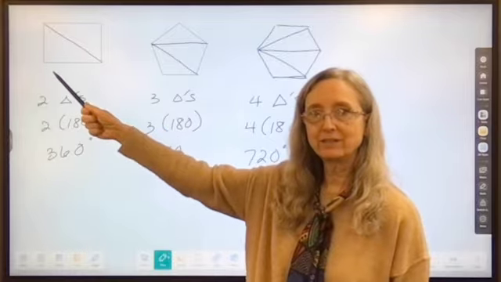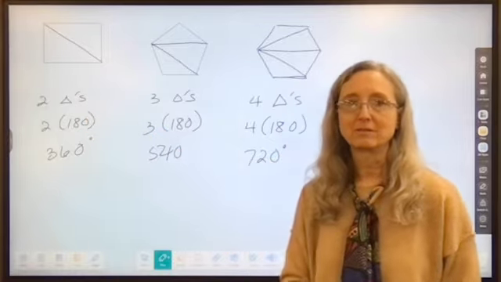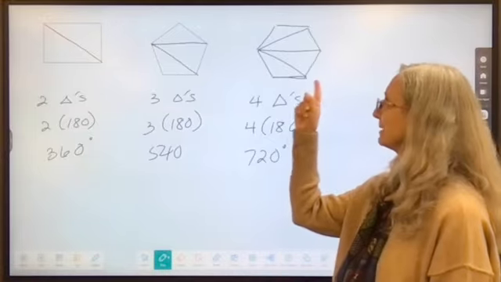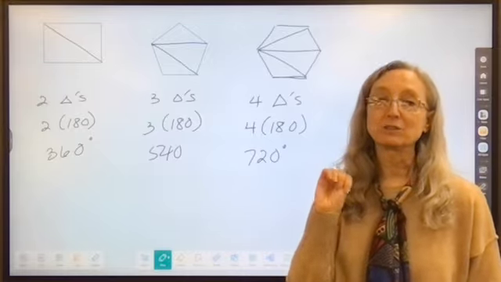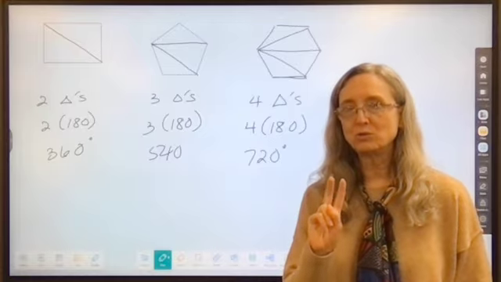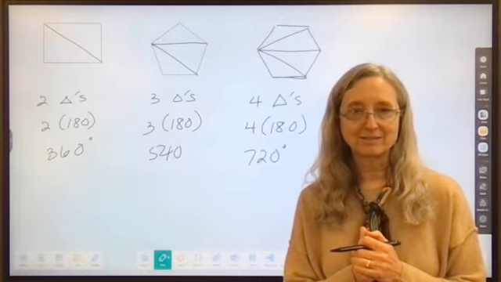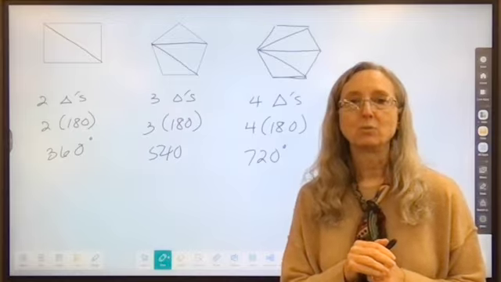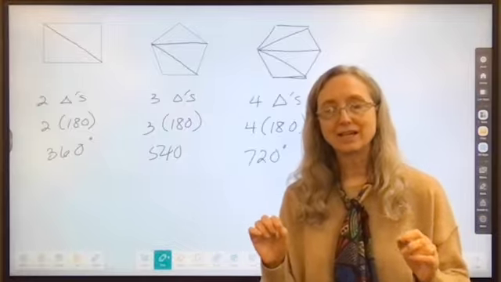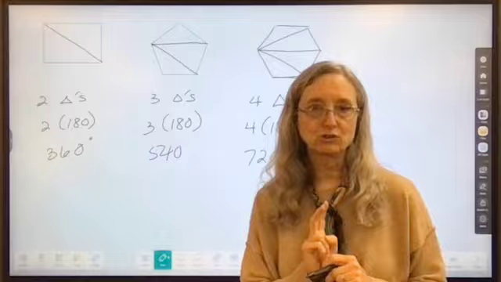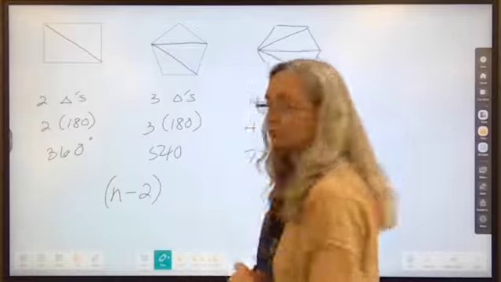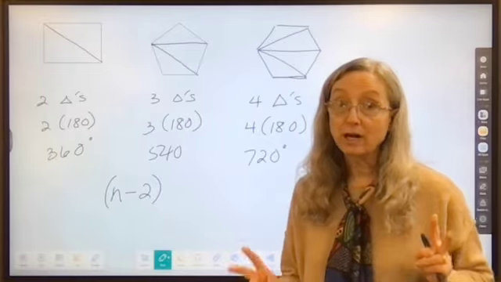Do you see a pattern? Notice in my 4-sided figure, I was able to make 2 triangles. In my 5-sided figure, I was able to make 3 triangles. In my 6-sided figure, I was able to make 4 triangles. So notice the number of triangles was always 2 less than the number of sides. So this is what you do. When you have a polygon of any number of sides, you take the number of sides and subtract 2 from that. So I'll just take n minus 2. That's how many triangles you can make.